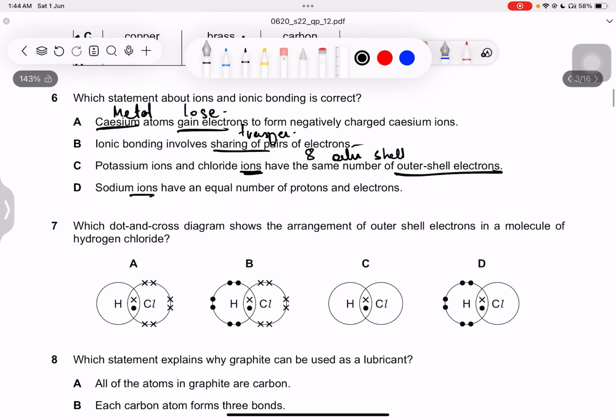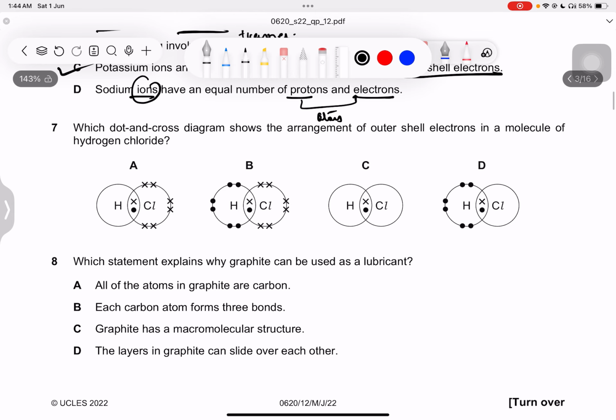Sodium ions have an equal number of protons and electrons. No, ions don't have an equal number of protons and electrons. This is true for only atoms, because ions mean that they have changed their number of electrons. So option C is correct. Which dot and cross shows the arrangement of outer shell electrons in a molecule of hydrogen chloride.